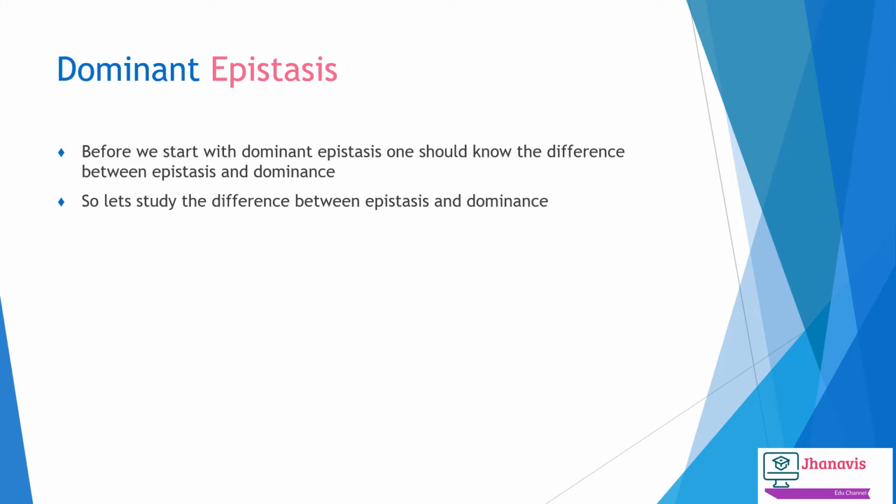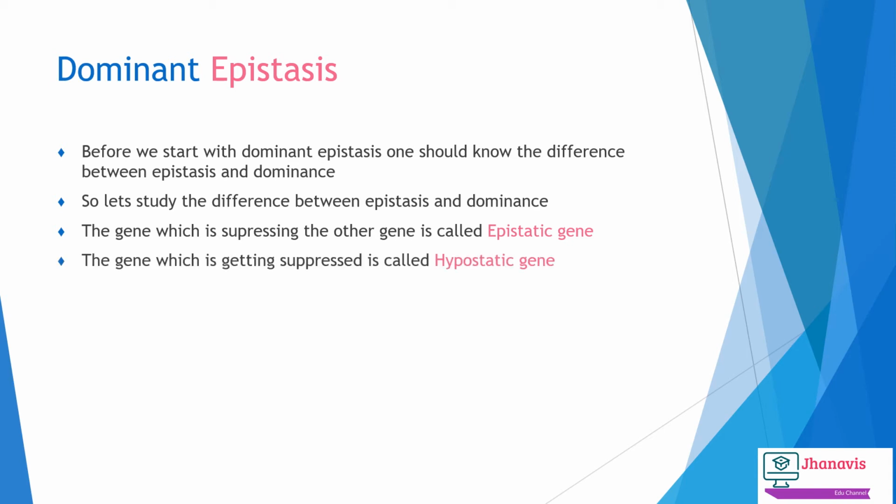Next thing is, what is an epistatic gene? The gene which is suppressing the other gene is called as epistatic gene. The gene which is getting suppressed is called as a hypostatic gene.